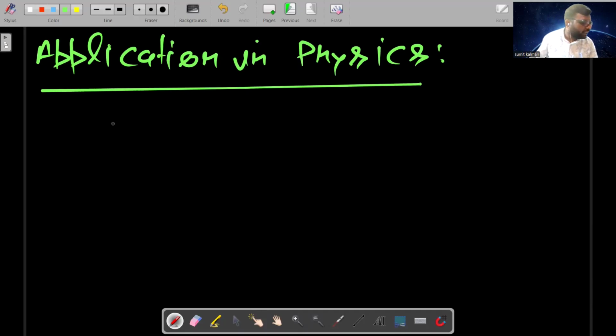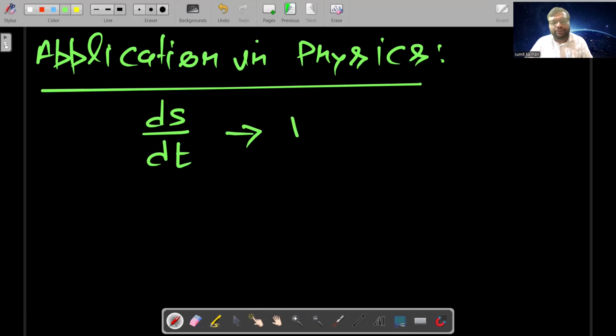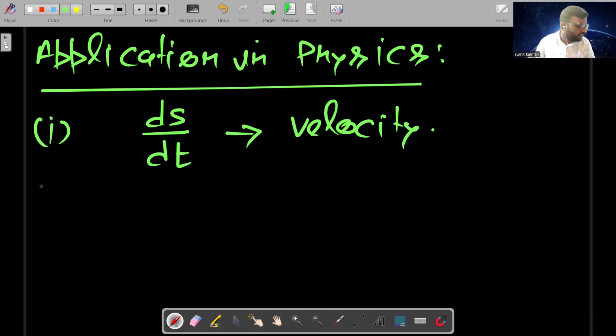Now students, in physics we study the variation of one variable with respect to another variable, and in such cases the use of differentiation is very useful. For example, the rate of change of displacement with respect to time t, that is ds upon dt, gives the velocity. This is first.